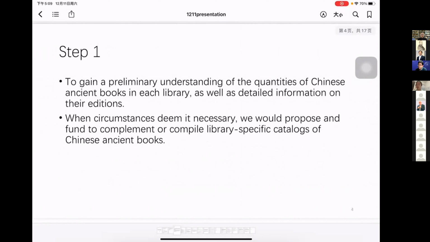With our investigation, we plan firstly to have a unified modification of the extant catalogs. It is a perfect opportunity to put in place a most updated cataloging system before selecting rare editions for digitizing. When circumstances deem it necessary, we would propose and fund to complement or compile library-specific catalogs of Chinese ancient collections. And of course, that will be done with the help of librarians and specialists around the world.